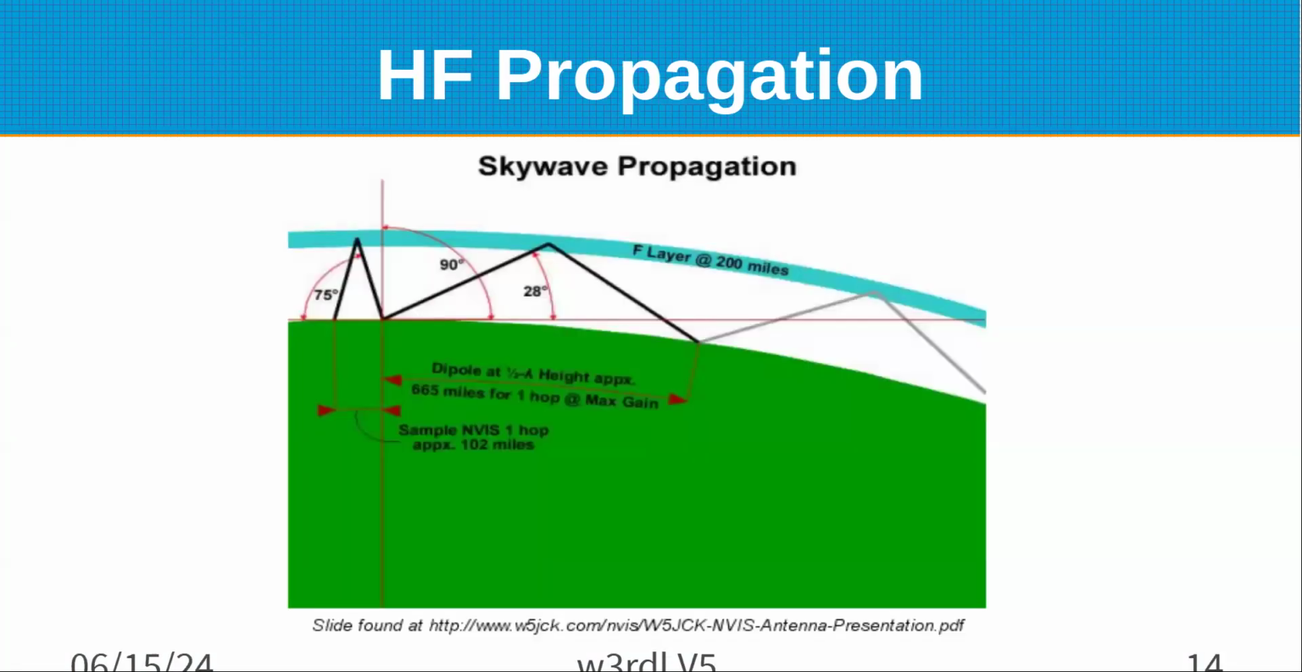Oh, and here's that same chart again, but kind of just showing what a long distance hop might look like. And actually, that 28 degrees is a relatively high takeoff angle. With the right antenna, for instance, a vertical at the right height, you could get that down to a few degrees and get some really long hops.